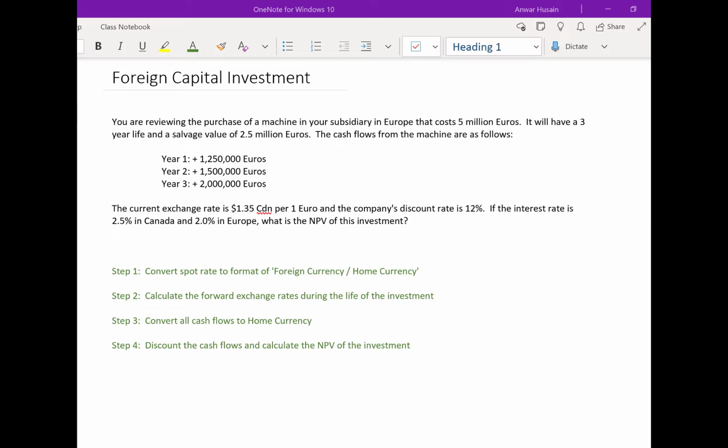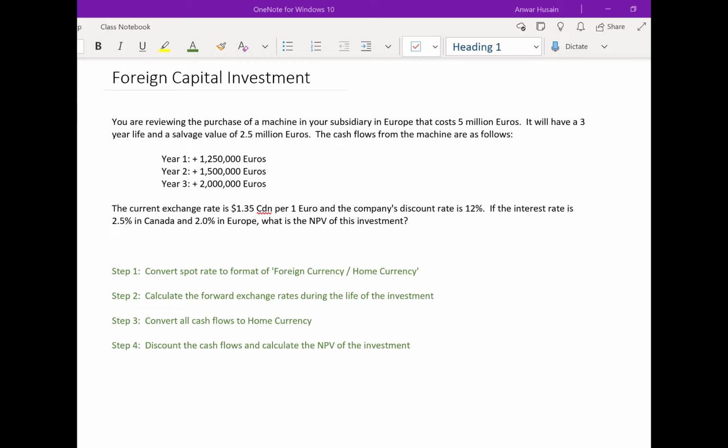So let's go through this with a specific example that I put together, and then we'll go through step 1 to 4. So in this case, it says we're reviewing the purchase of a machine in your subsidiary in Europe that costs 5 million euros. It'll have a life of 3 years, salvage value of 2.5 million euros. Cash flows from the machine are as follows. So in the first year, you'll get 1.25 million euros. Second year, 1.5. And then third year, you'll get 2 million euros from running the machine.